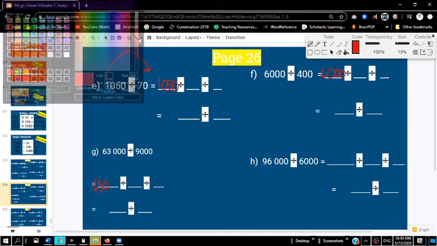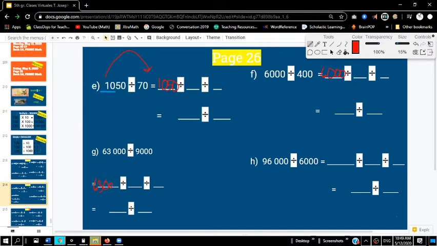63,000 goes in that first blank. Let me write that over again. Sorry about that. My screen is very small, and I cannot write on this screen. Here we go. And 96,000.